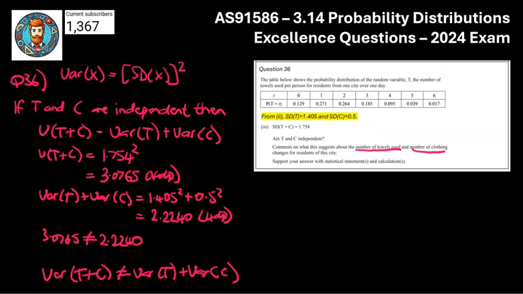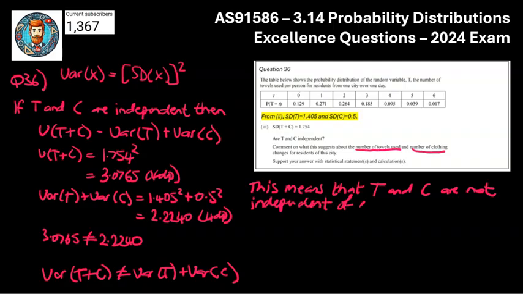Okay, I've done the math. I can now actually go ahead and answer the question. So this means that T and C are not independent of each other. And that makes total sense, because we're thinking of the number of towels used per day and the number of clothes changed per day. And for me, there's a correlation, or some kind of conditional thing happening between those, right? Because if you have a shower, you're probably going to change your clothes afterwards. If not, what's the point of having a shower? You're putting on your dirty clothes again. So that tells us there's a link between these two variables.